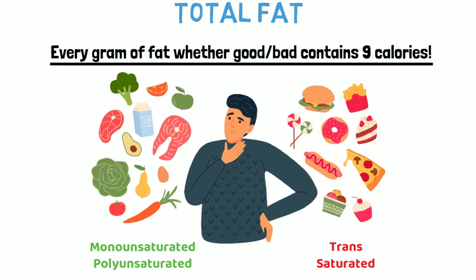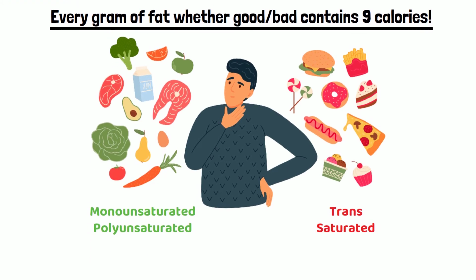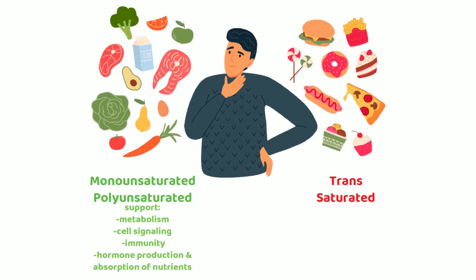Good fats, for example, such as avocados and most types of nuts which are unsalted, are beneficial as they support metabolism, cell signaling, immunity, hormone production, and absorption of nutrients such as vitamin A or vitamin D. While bad fats, for example, like steak, butter, cheese, pizza, and hamburgers, raise bad cholesterol while lowering good cholesterol.